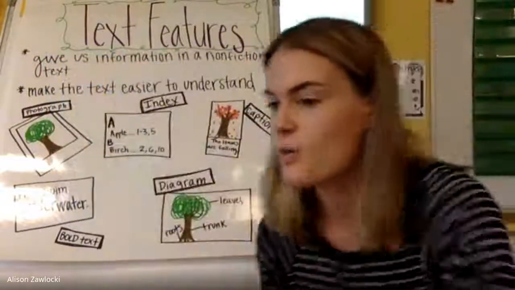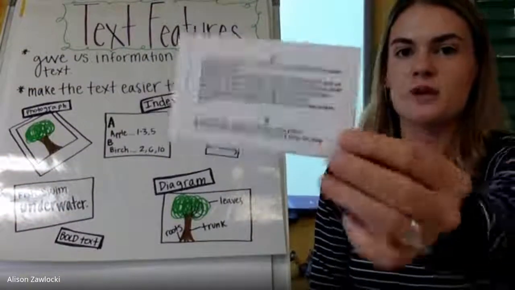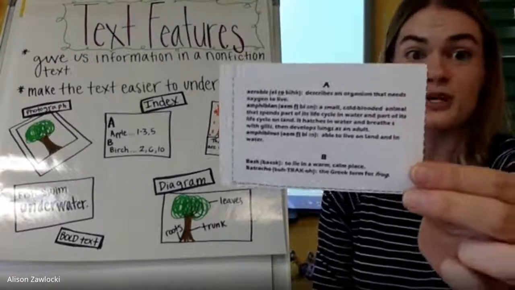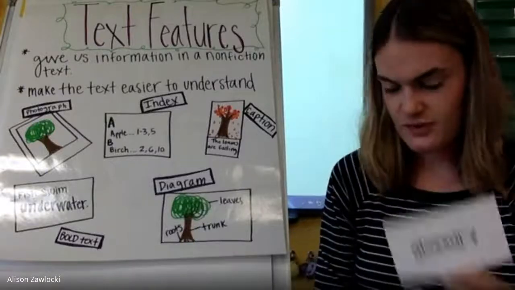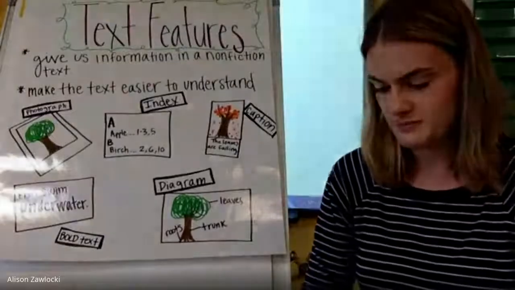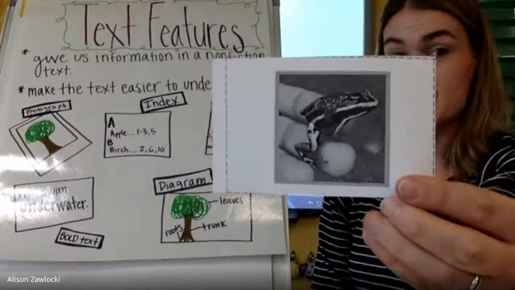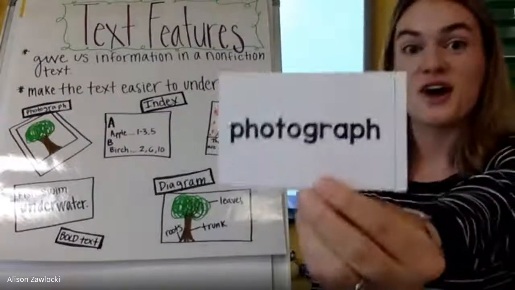All right, we're going to do a quick review of some things. So I'm going to show you this. What is this? It's at the end of the book, and it tells us definitions of words, meanings of words that we read about. What is that called? That is called a glossary. Very good job. What about this one? It's a picture that tells you more about something that you're reading about. What is that? That's a photograph.